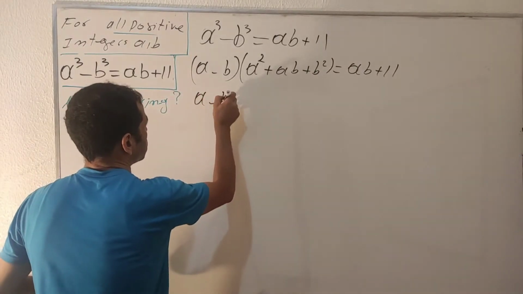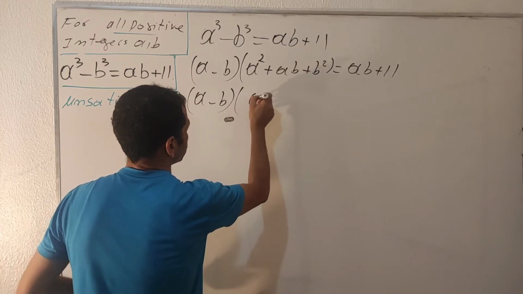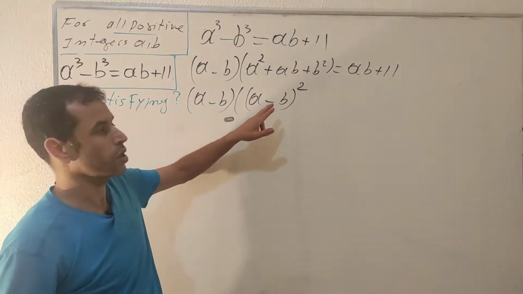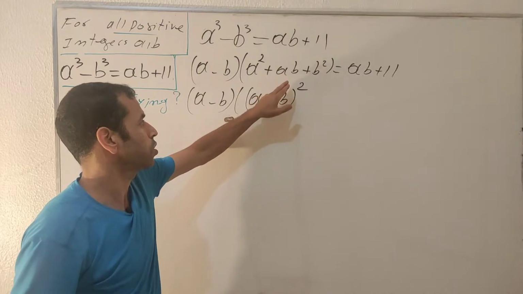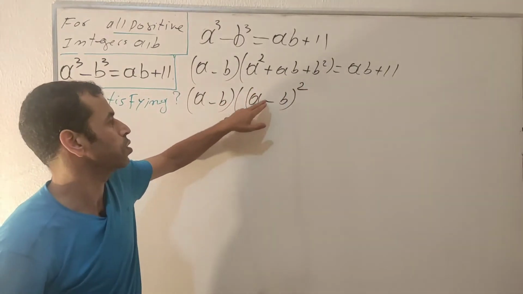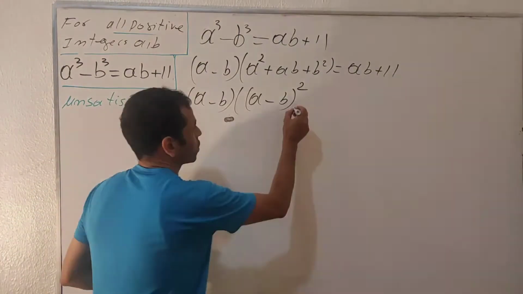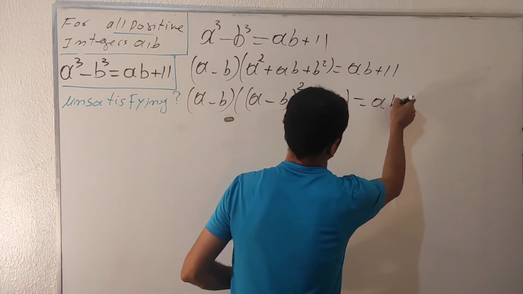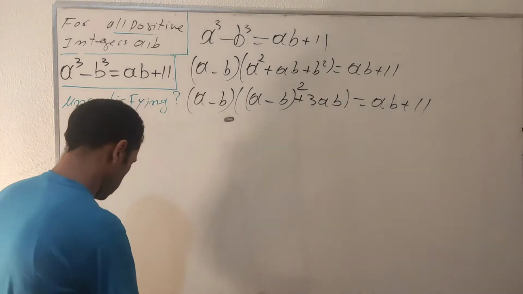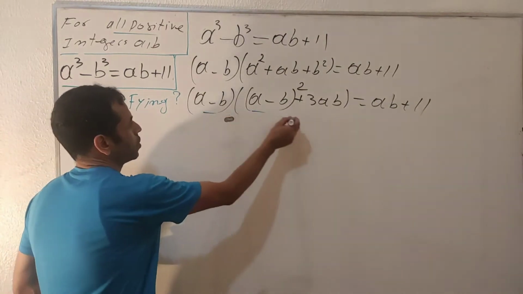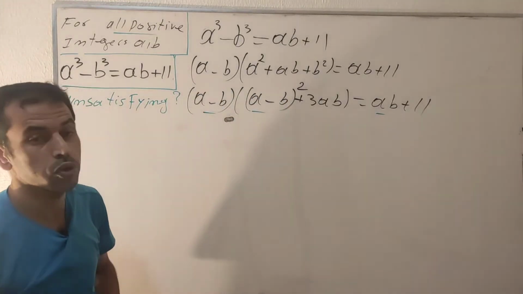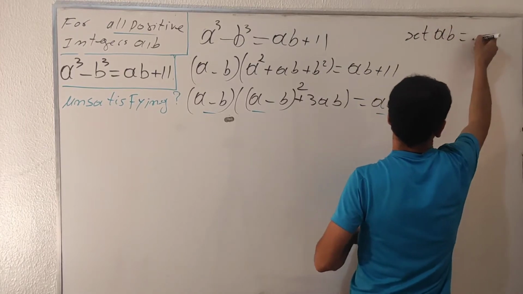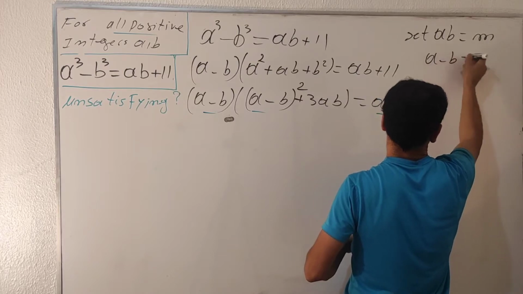So I have a minus b, this one is going to be (a minus b) quantity squared. If I expand this one out, I get a square minus 2ab plus b square. This one is good, this one is good, but this one is giving us minus 2ab, so we need to add 3ab in order to cover this one, equals ab plus 11. Then since I get here a minus b and we have ab here, I'm going through a substitution. Let's set ab equals m and the difference a minus b equals n.